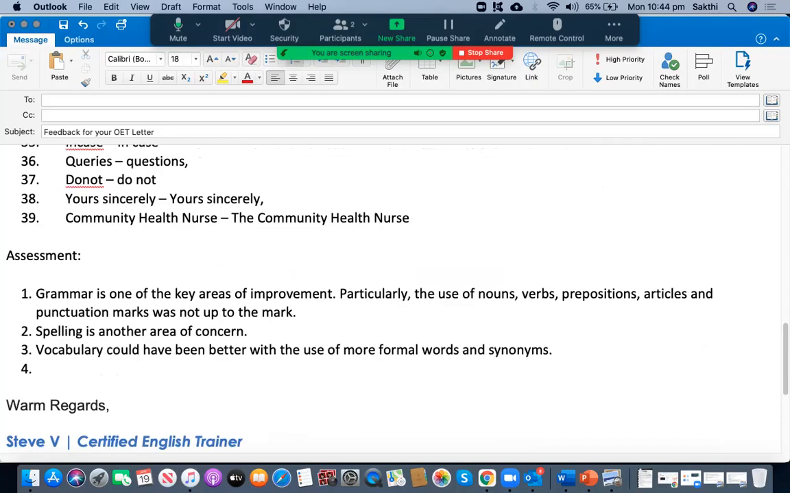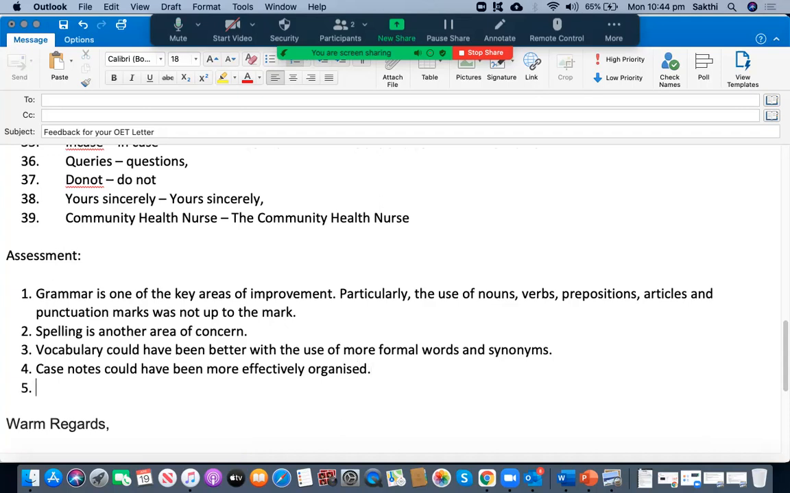And then what's the next thing? Case notes could have been more effectively organized. The way you have organized was not up to the mark, unfortunately. Overall task fulfillment could have been better.